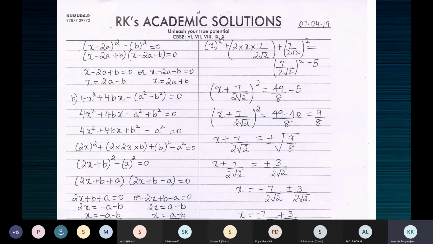So this is a square plus 2ab plus b square, which is (a plus b) the whole square, equal to, here we get 49 by 8, LCM 9 by 8 whole square. So plus or minus square root of 9 by 8. Square root of 9 is 3, and root 8 is 2 root 2. Root 9 is 3, root 8 is 2 root 2.